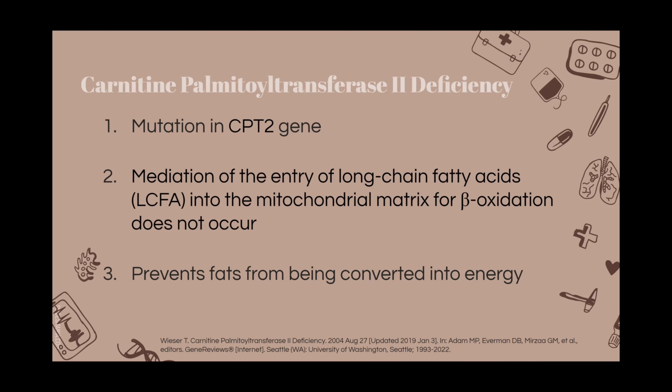So for the next form, carnitine palmitoyltransferase 2, this one happens when there is first a mutation in the CP2 gene. When this happens, the long chain fatty acids for the mitochondrial matrix for beta oxidation are not entered into the cells. This, just like the previous version, results in fats not being able to be converted into energy.